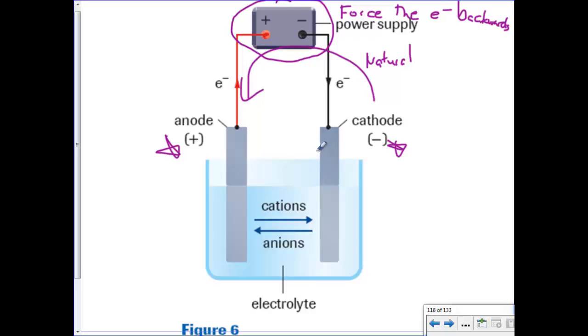So if you see something like this on a diagram or on a test or something, and you see anode with a positive, then it's like, is it spontaneous or is it natural? So you'd say either it's spontaneous or non-spontaneous, or you'd say is it a voltaic or electrolytic. So this is an electrolytic cell because electrons wanted to flow this way, but we're actually forcing them to go the other way.